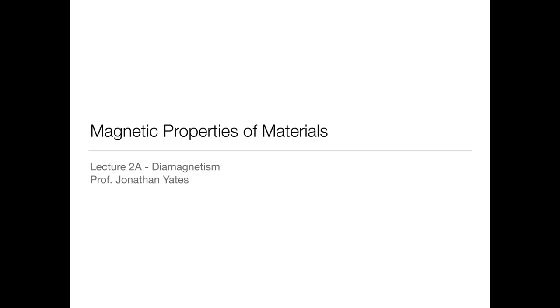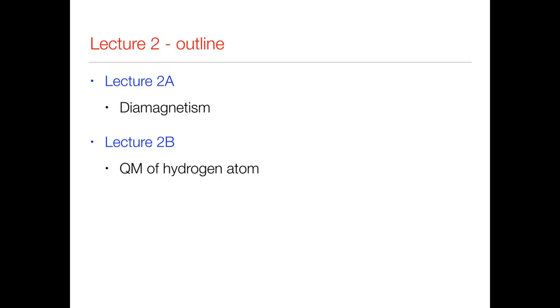So in the first part of the second lecture, we're going to look at the phenomena of diamagnetism. Okay, just to outline, this part, lecture 2A, is going to be about diamagnetism, and the second part of the second lecture, we're going to look at some aspects of the quantum mechanics of the hydrogen atom and how that can generate magnetic moments.